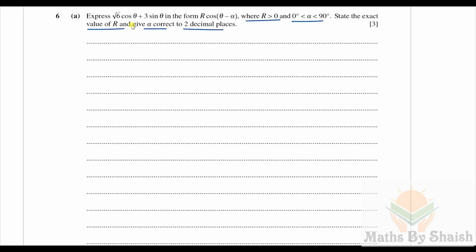So we will write it in this form, and we know r cos of theta minus alpha is r cos theta cos alpha plus r sin theta sin alpha. So we can write directly, let's take root 6 as r cos alpha, and 3 as r sin alpha, so that it will make a formula identity of this form, because cos of a minus b is cos a cos b plus sin a sin b.